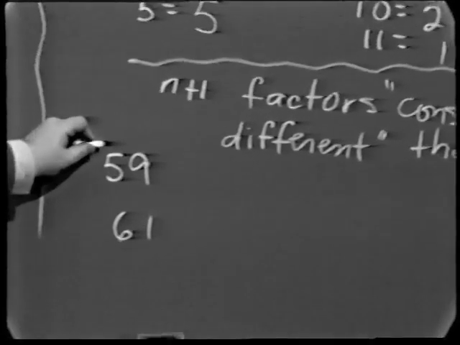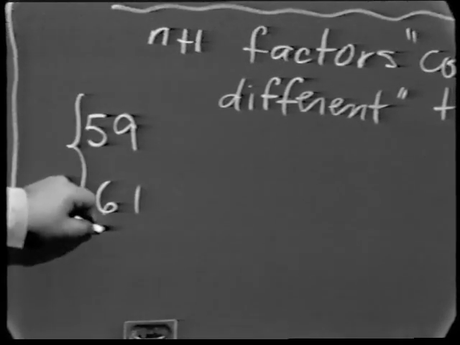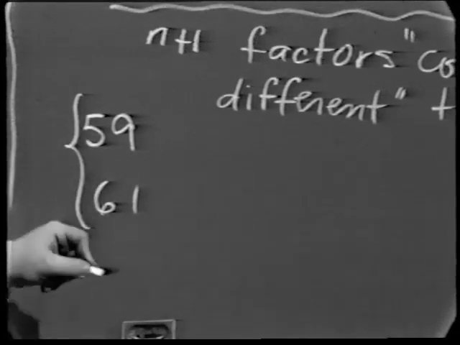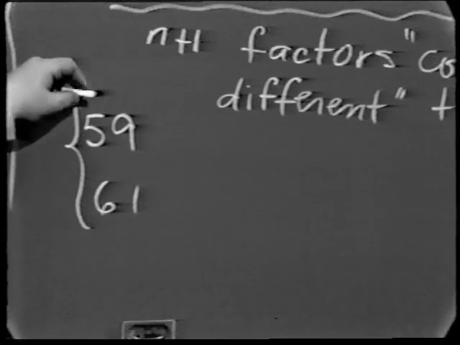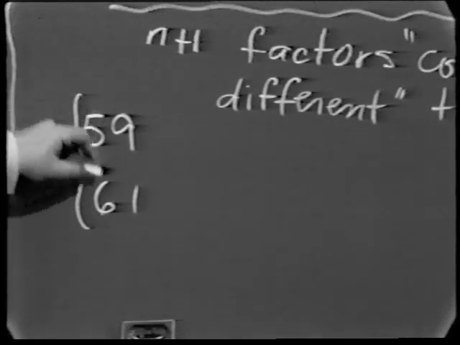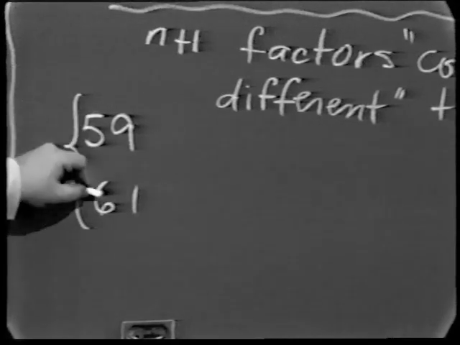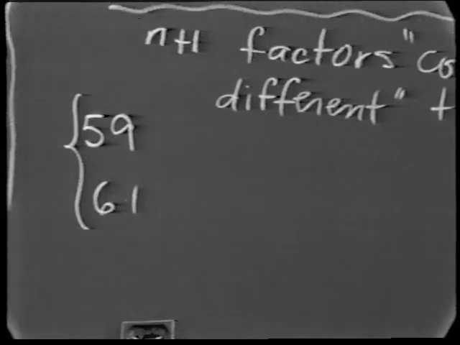By the way, for those of you who are number theory buffs, these are called twin primes. Consecutive odd numbers which are both prime are called twin primes. By the way, 2 is the only even prime, of course, because if a number is greater than 2 and it's even, it's divisible by 2. So 2 is the only even prime. Twin primes are what? Consecutive odd numbers, both of which are primes. So 59 and 61 are a pair of twin primes.